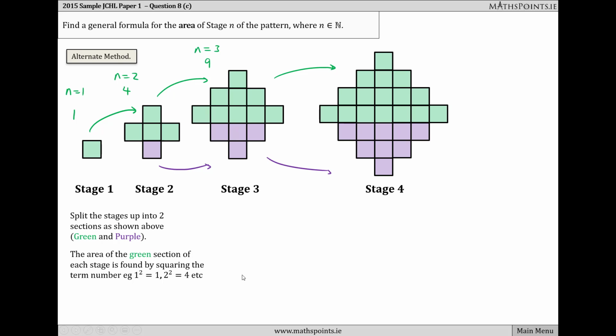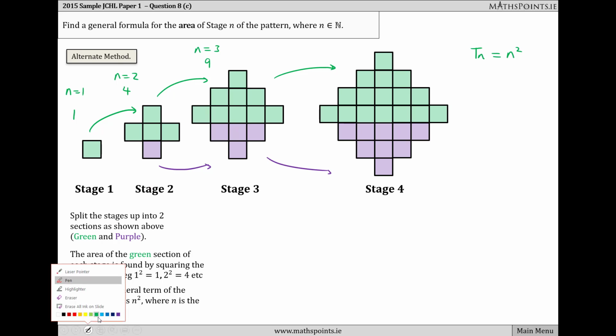So we're actually squaring the pattern number. So what we can do is we can say that the formula for the green section will be n squared. If we go and have a look at the purple section then, the purple section is doing a similar thing, except in stage 1, when n equals 1, well, the number of purple squares is 0.